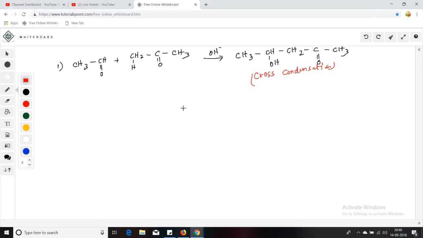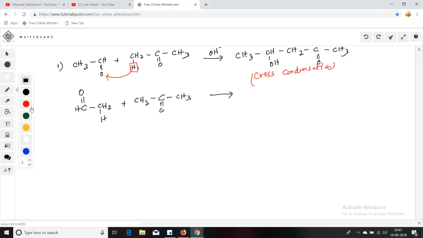Now the second example. In this also, one more possibility is there. I am taking the alpha hydrogen of the ketone here, so this alpha hydrogen is taking part in the reaction. But we can take the alpha hydrogen of the aldehyde also. So what happens if you take the alpha hydrogen of the aldehyde? You see the second possibility: C=OH, CH2H, plus CH3C=OCH3.